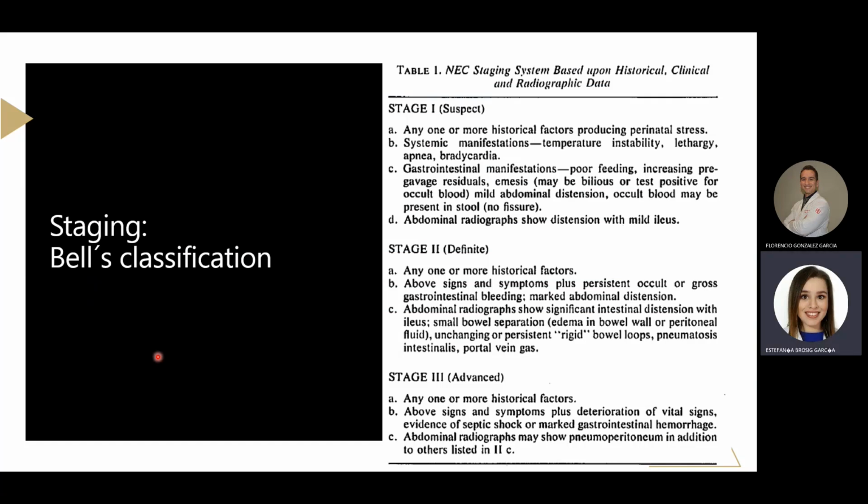According to Bell, the disease can be staged into 3 groups based upon historical, clinical, and radiographic data. In general, stage 1, which includes a suspect, and stage 2, a definite necrotizing enterocolitis, are managed medically, whereas stage 3, the advanced, is managed surgically.